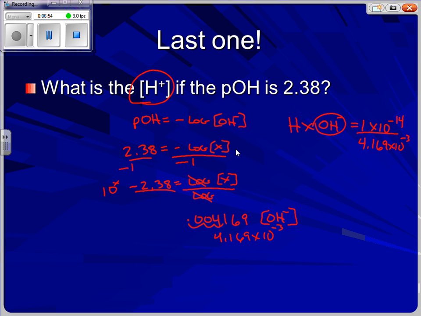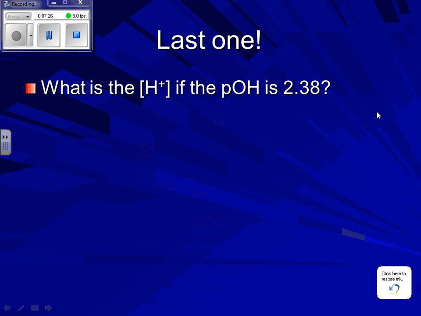1 times 10 to the negative 14. And then I divide that by my 4.169 times 10 to the negative third. Okay, that is one way to calculate that.